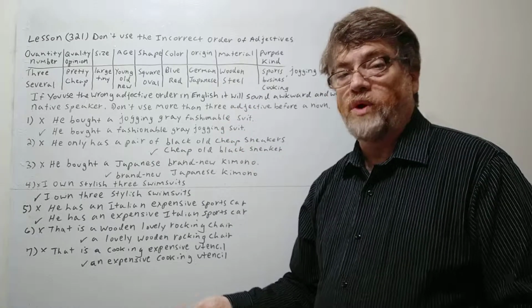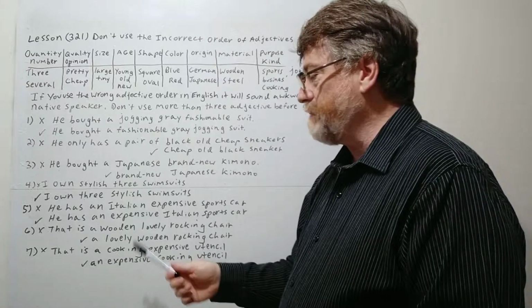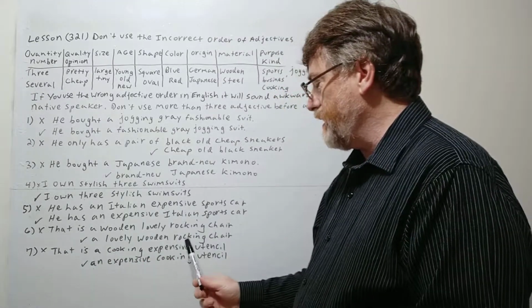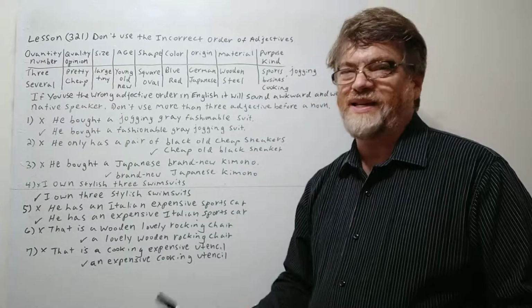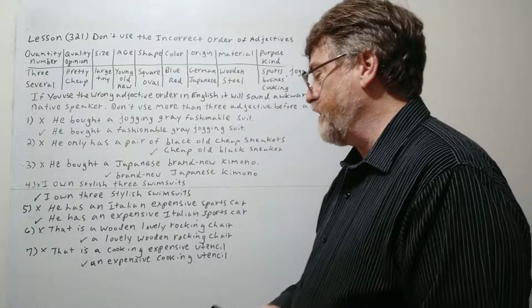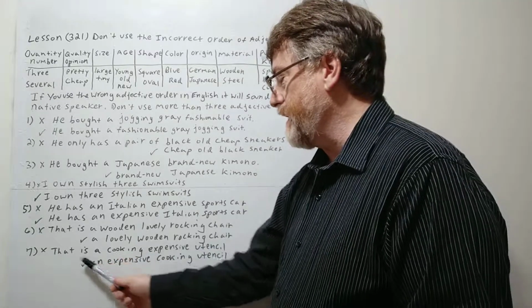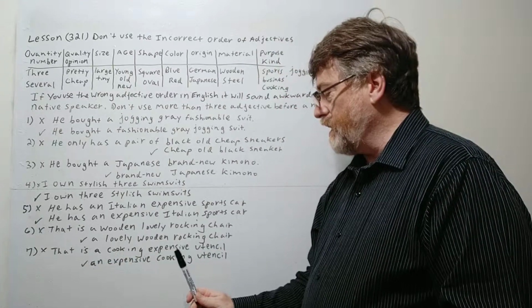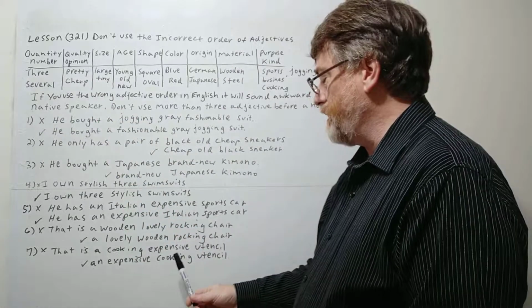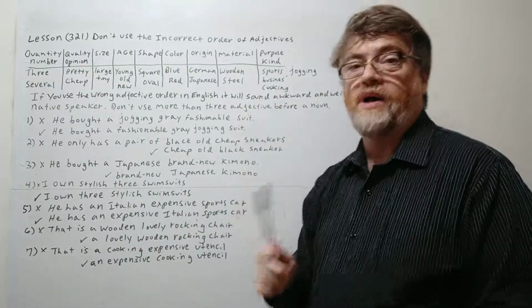Okay, and we just got one more to go over. Example number 7, again, with the X, this is wrong. That is a cooking expensive utensil. Again, it just sounds really awkward and weird to a native speaker. So what you should be saying is that is an expensive cooking utensil. Expensive goes under quality or opinion. The cooking goes under purpose or kind at the end.